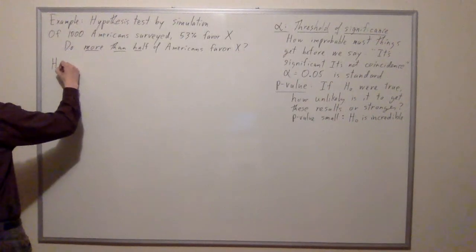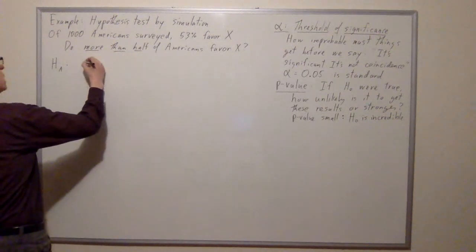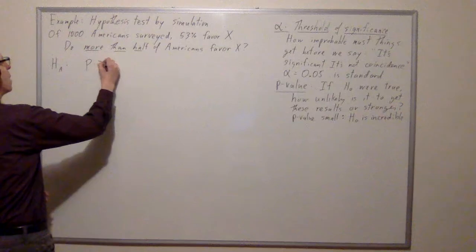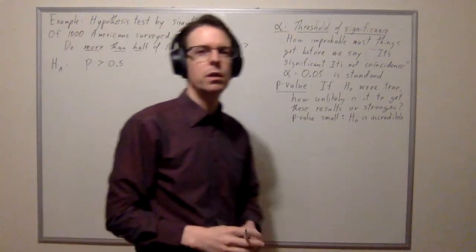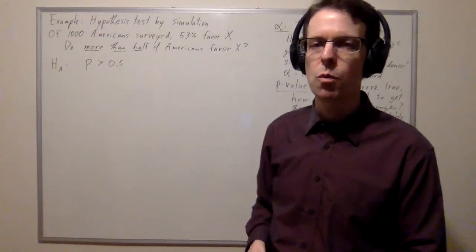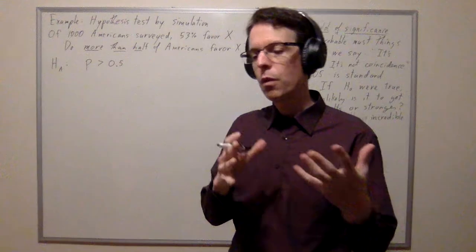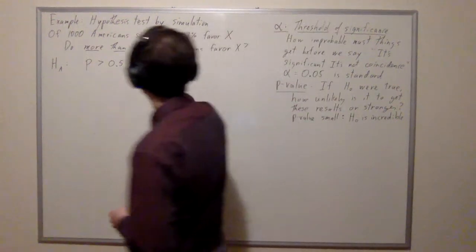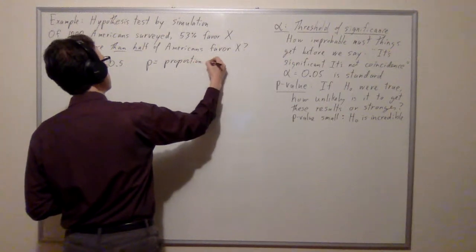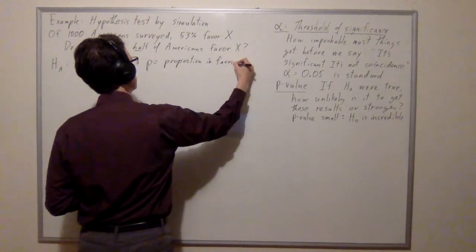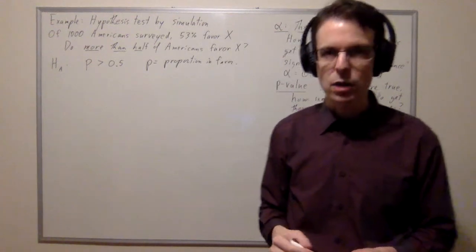We have a hypothesis here. The hypothesis, which is called the alternative hypothesis, which is the main working hypothesis of this study, is that more than half of the Americans favor the policy. So I'm going to phrase that by saying P greater than 0.5. P is the population-wide proportion of Americans who favor the policy. So P is going to be the proportion in favor. And this is basically saying population-wide, more than half of Americans favor X, whatever it is.